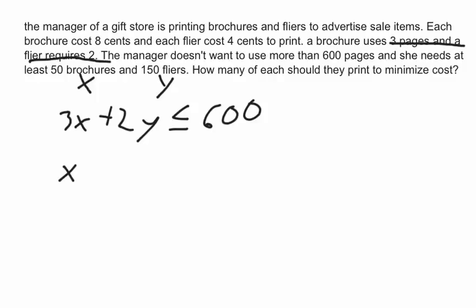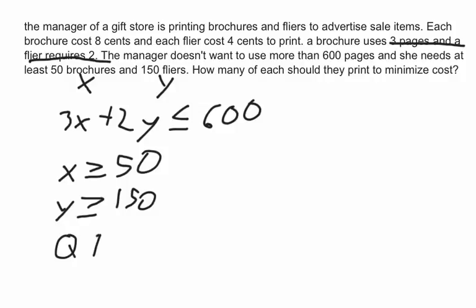We need at least 50 brochures, so x has to be greater than or equal to 50. y has to be greater than or equal to 150. And for all these problems where we're talking about real life situations, generally speaking, we're in quadrant 1 because we can't make a negative amount of flyers or a negative amount of brochures, so we're going to graph this in the first quadrant.